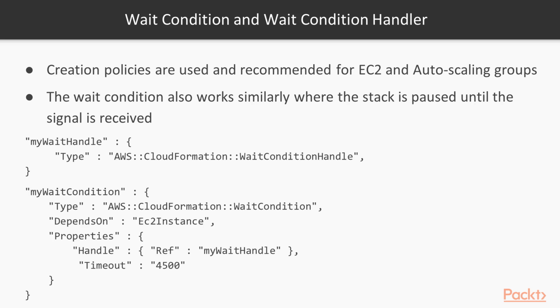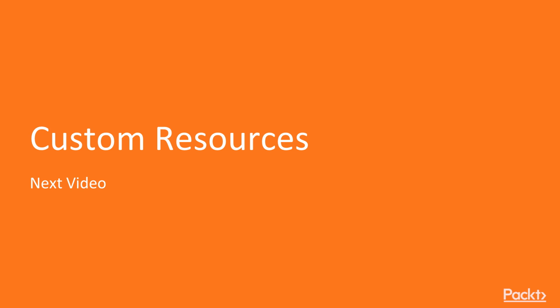So the wait condition is a container which has a depends on attribute for the EC2 instance. It has the handle where it specifies the name of the handler and it contains the timeout value. So this is it about the wait condition handler, the creation policies and the depends on attributes. So I hope this has been informative for you, and in the upcoming video we'll be discussing the CloudFormation custom resources.